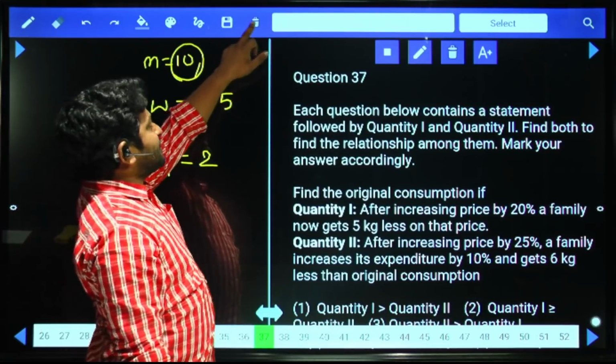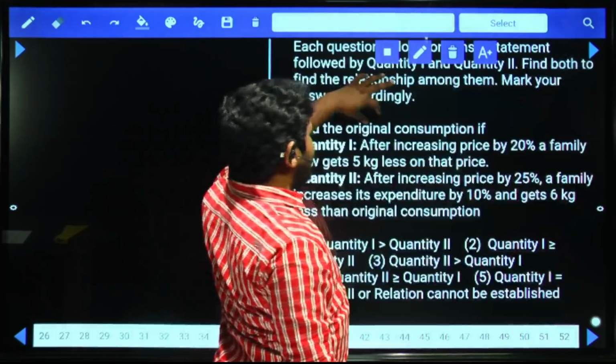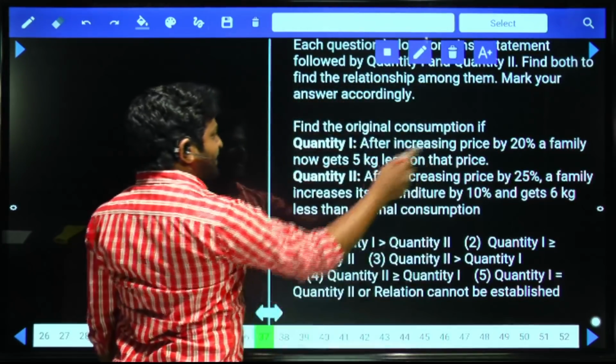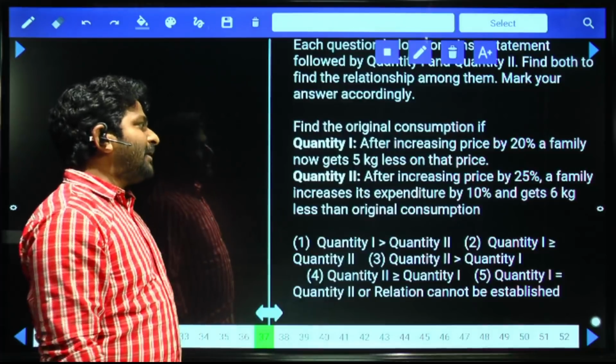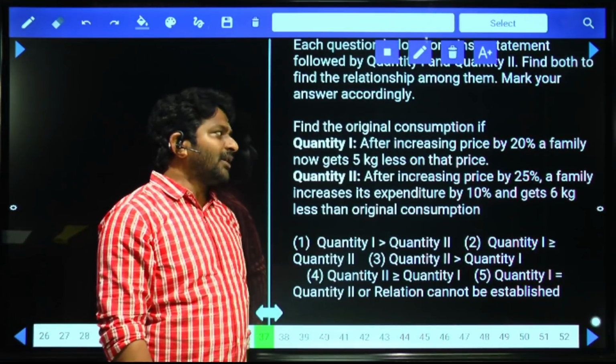Find the original consumption. Original consumption. Okay. If after increasing the price by 20%, the family now gets 5 kgs less on that price.